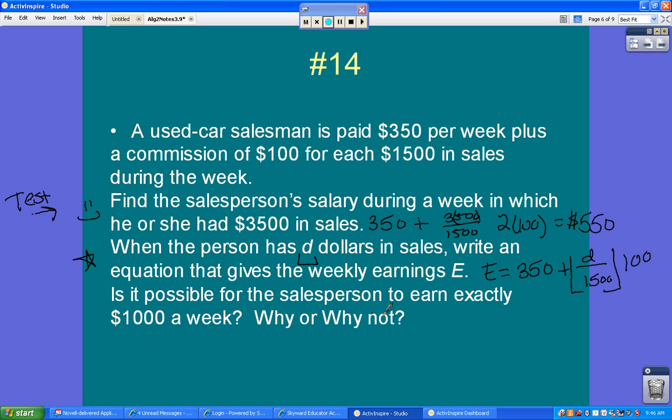So is it possible for the salesperson to earn exactly $1,000? Well, let's think about it. This part of the equation right here is going to end in zeros. I could earn $100 in commission, $200 in commission, $300 in commission, $400 in commission, and so on. This is going to be in the hundreds. When I add that $350 to my commission, I'm always going to have that $50 in my paycheck. $350 plus $500, $350 plus $800. No matter what, I'm going to have this $50. So is it possible for him to earn exactly $1,000 a week?